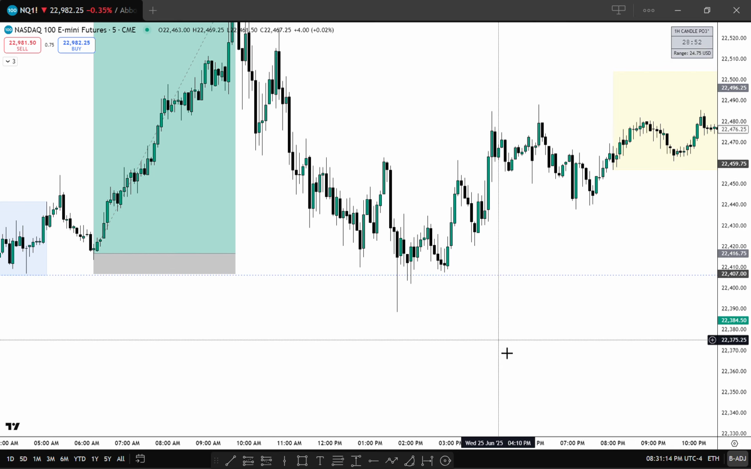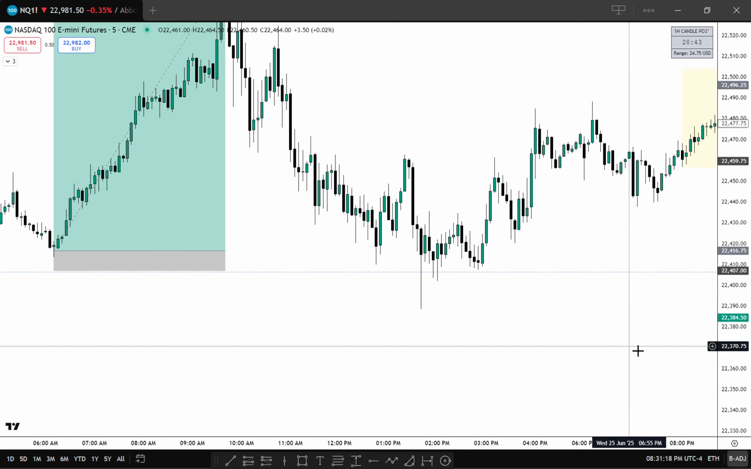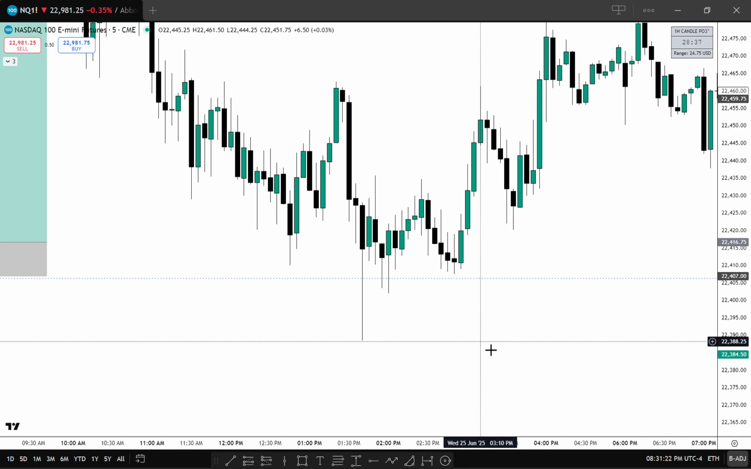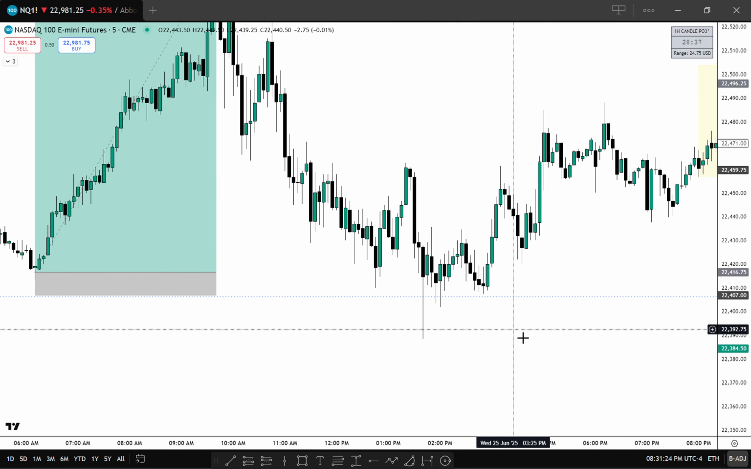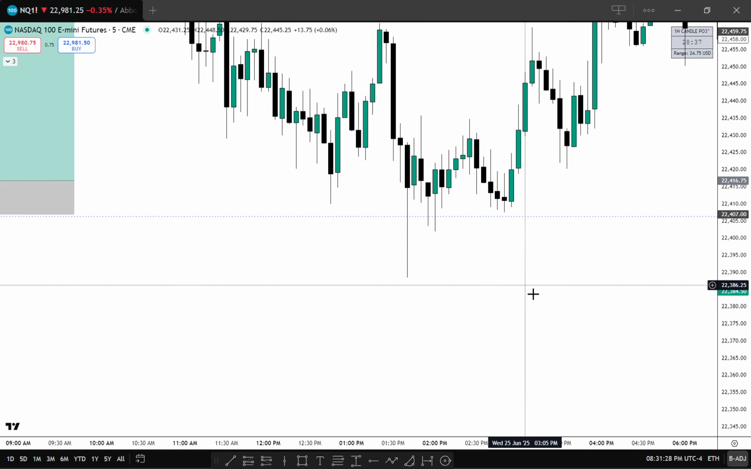So I guess we'll just cover the Wick CE lesson first, because it's relatively quick and simple to understand. So why do we care about wicks, and especially their consequent encroachment? So what are they actually telling us?